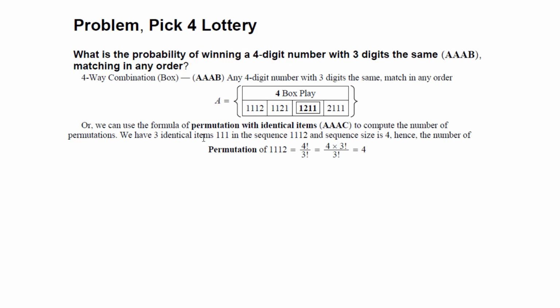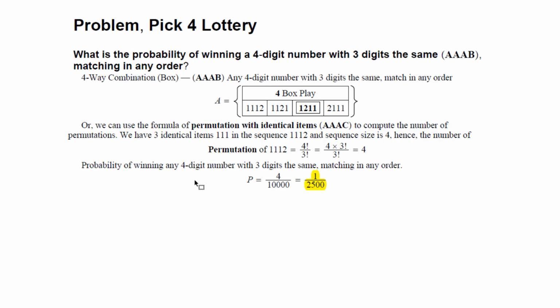How do we know that? We use the permutation formula: 4 factorial divided by the number of 3 similar digits, which is 3 factorial, and we get 4. So now what is the probability? It is 4 divided by 10,000, which is 1 out of 2,500.